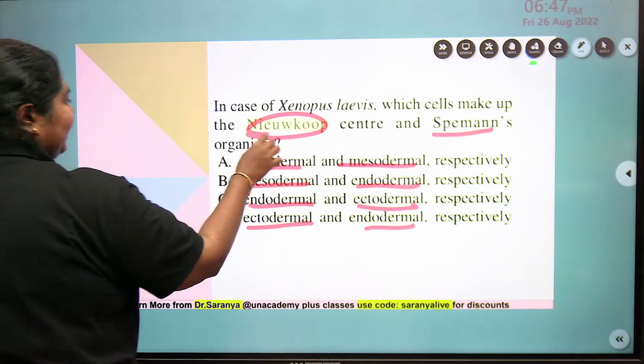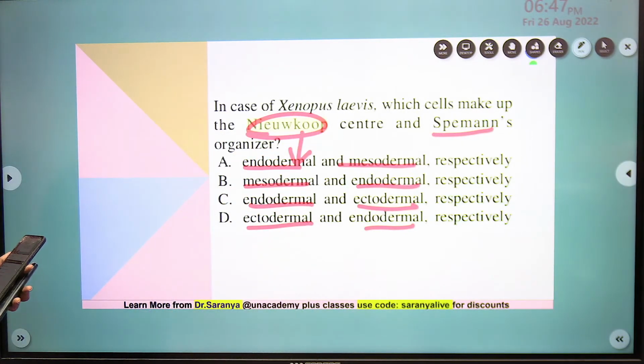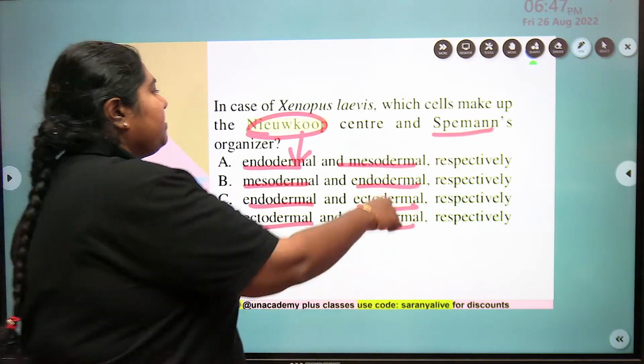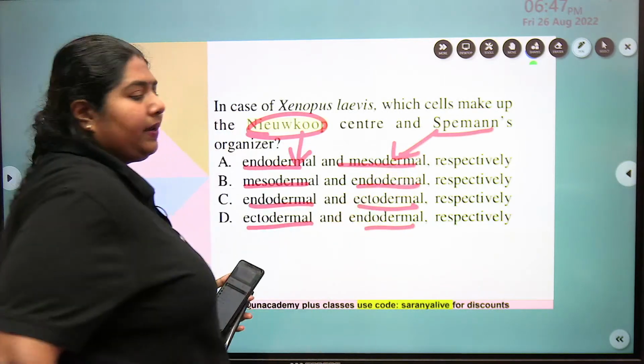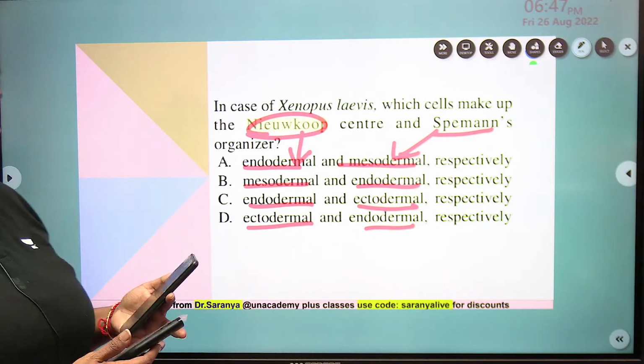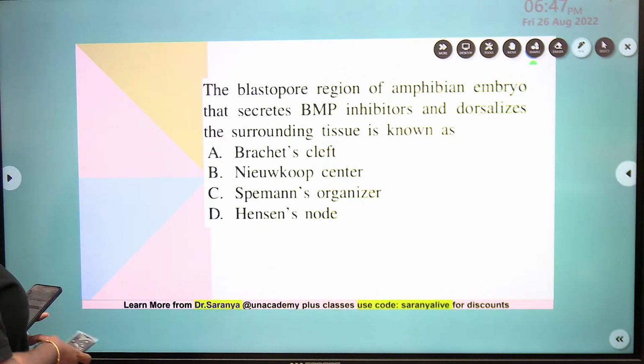So, Nieuwkoop center is going to be your endoderm. Very good. Yes, Selva, Rumi. Fantastic. Right. And then the Spemann organizer is going to be your mesoderm. Right. Got it? Is this point now clear to everybody in this class? I hope that you don't have any doubt on this.